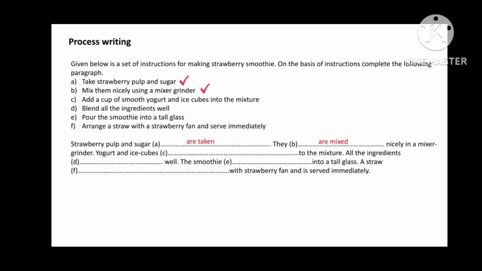Similarly, one by one, we can go through the instructions and fill in the blanks. Third, yogurt and ice cubes are added to the mixture. All the ingredients are blended well. The smoothie is poured into a tall glass. A straw is arranged with strawberry fan and is served immediately. You can pause the video and go through the instructions carefully and then see whether all the blanks have been filled appropriately or not.